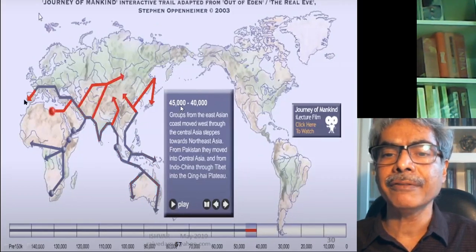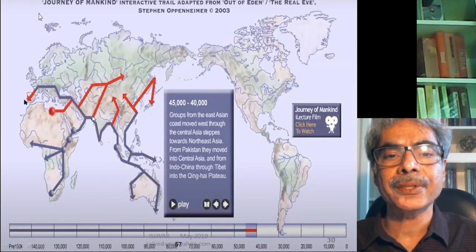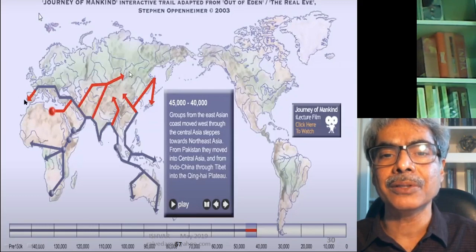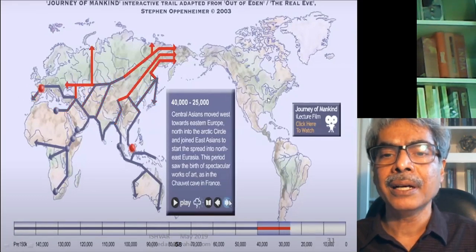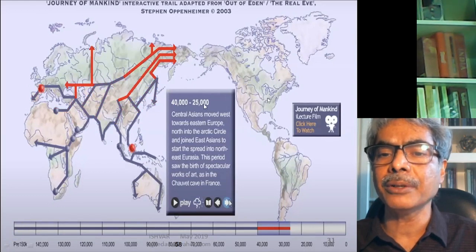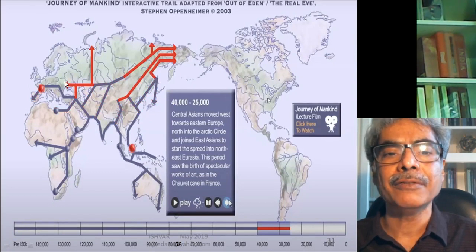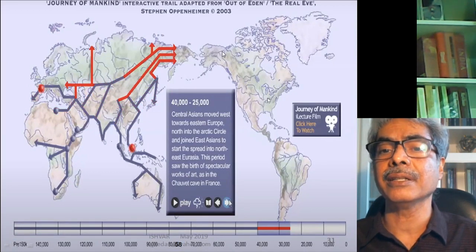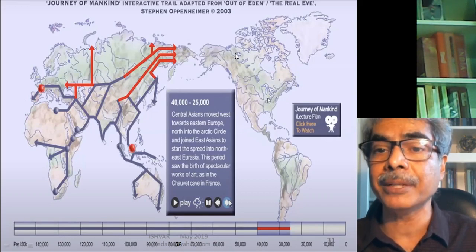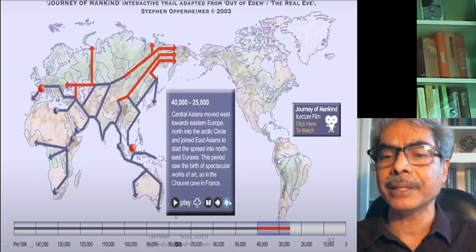And by 45 to 40,000 years ago, groups of individuals from this part of India, from Sumeria, from eastern part of India, they are moving into the Siberia. This is what the mtDNA research is showing. And by 40 to 25,000 years ago, we see that they have gone further into Europe, and this group of individuals are crossing the Bering Strait, maybe there was a land bridge at that time, into North America and South America.